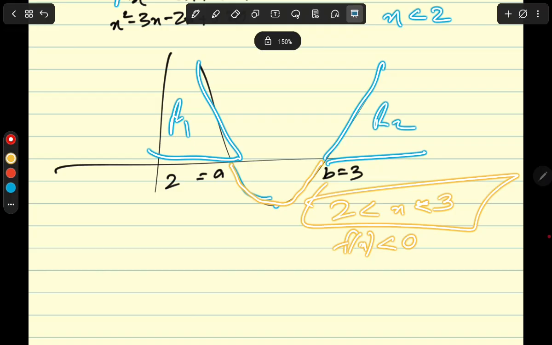So where is y greater than 0? So we know exactly that where x is less than 2, region 1, or x is greater than 3, which is region 2. Finished. Now I want you to notice something. I never memorized outside, inside. I just looked at the graph.